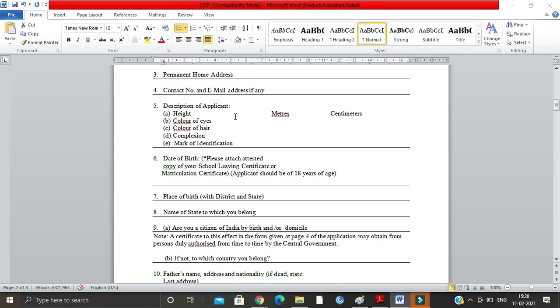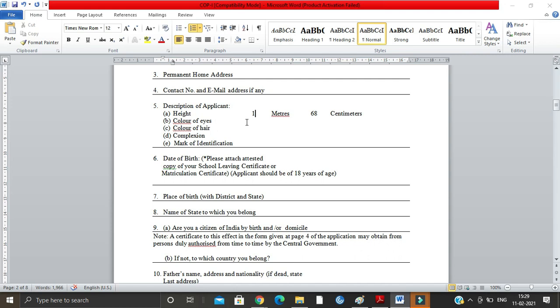The description of the applicant, height, you can put here. Let's say you are 1 meter and 68 centimeters, so you'll put here 1 meter and you will put here 68 centimeters. So do not write like 1.68 meters or 168 centimeters. I have seen many people write like this, so do not write like this. They want you to write like this, and do not edit it, put it with your pen.